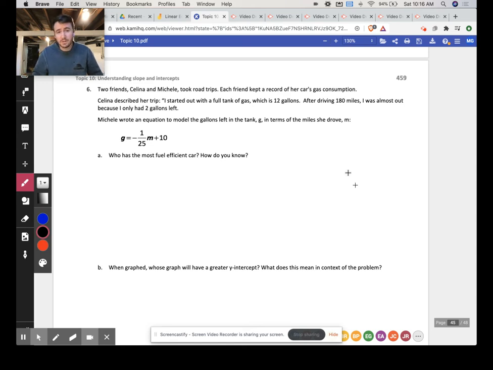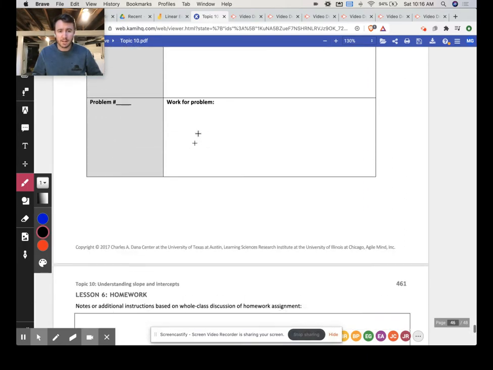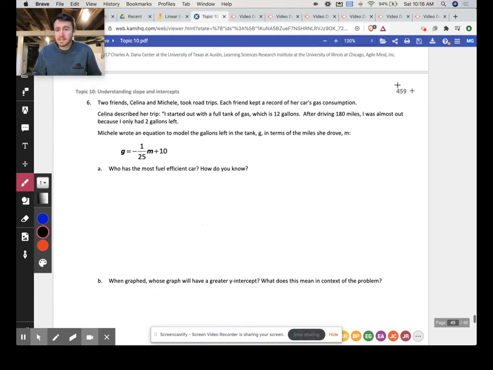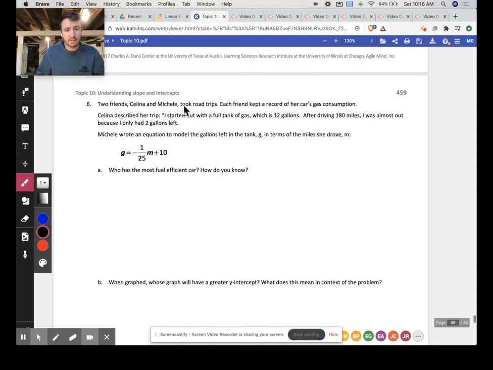This next problem, I'm actually going to be assigning for homework. I know it's part of your core activity, but you'll notice your homework is actually reviewing some of the key material. So that's what we're going to be doing right now. This problem number 6 on page 459 is going to be your homework for this section. It's one problem, but it deals with two different friends and they're taking a road trip.